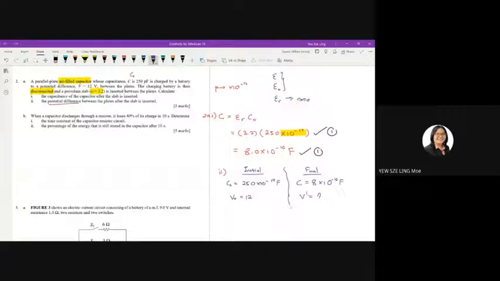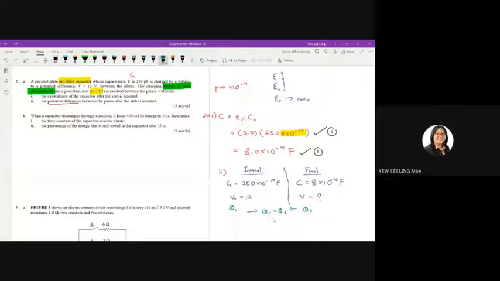Now, the crucial part is the question tells you the battery is disconnected. When the battery is disconnected, then you should know that Q is constant. So you have Q1 here, you have Q2 here, but then Q1 equals Q2. That is the thing that you need to know.